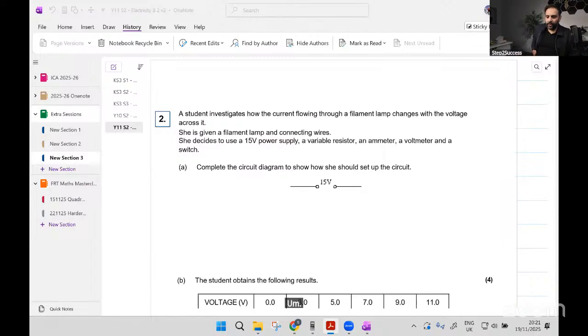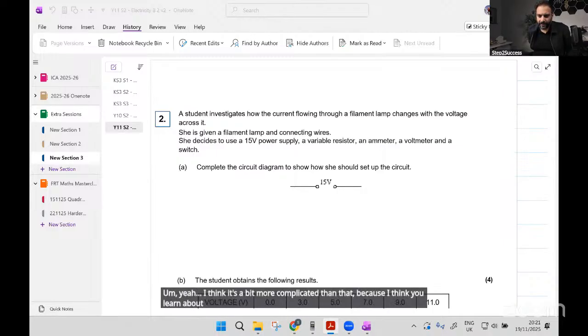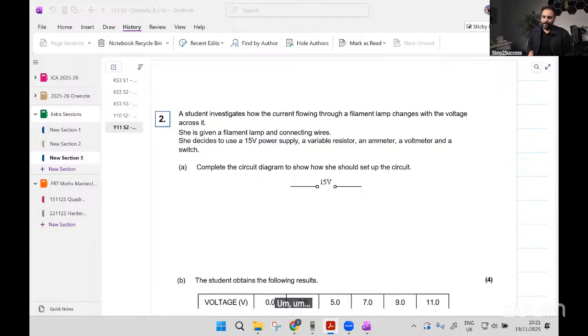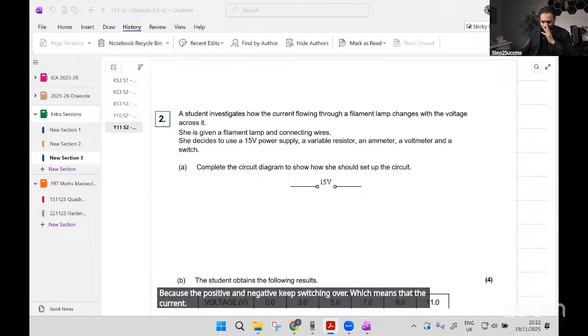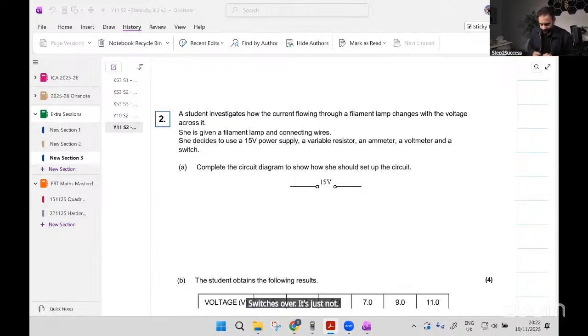Does alternating current always switch between positive and negative? Yeah. I think it's a bit more complicated than that, because you learn about how an alternator works in electromagnetism somewhere else in a different section of the syllabus. But that question doesn't quite make sense, because the positive and negative keep switching over, which means that the current switches over.